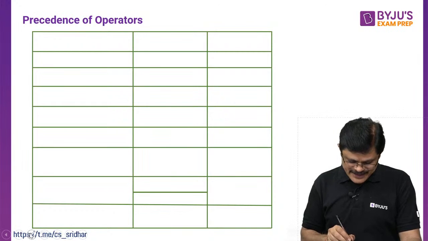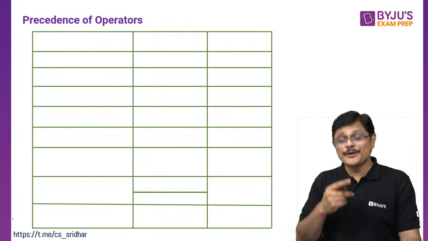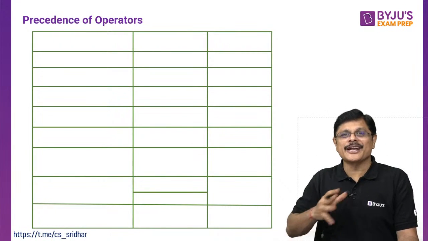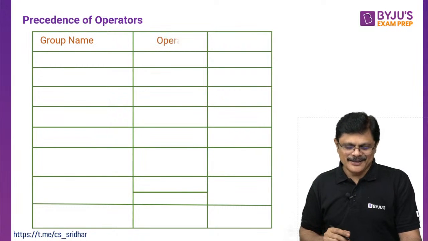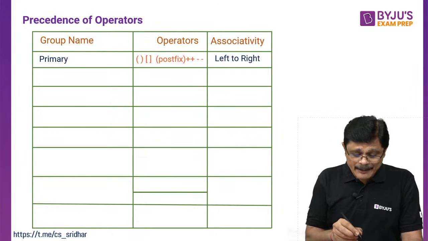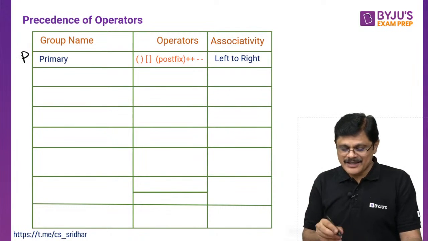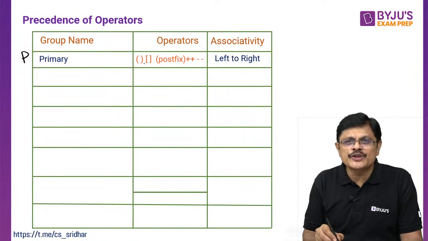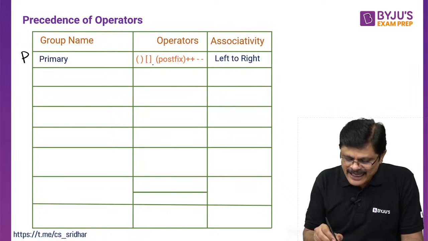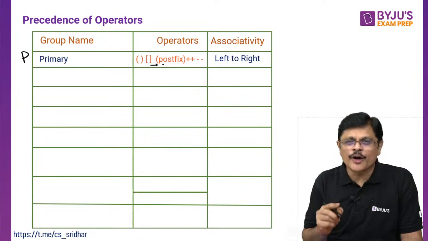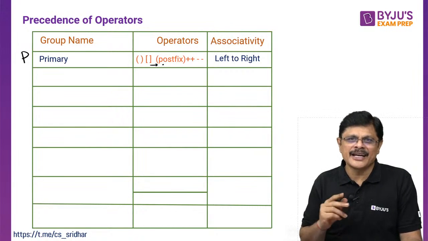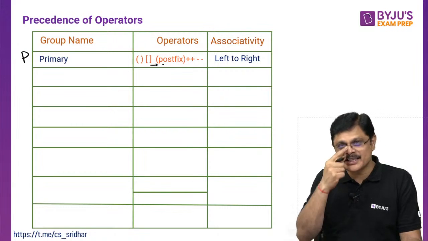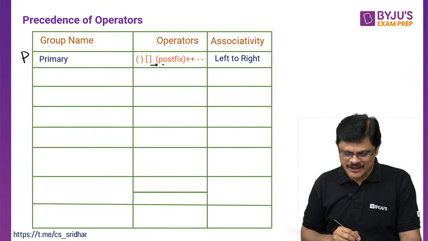Now, the precedence of operators. So, we use increment and decrement also now, so the table gets extended. Group name, primary, P. Here the parenthesis and the square brackets we generally use for arrays, my dear friend. The arrow operator and dot operator also come in this particular group only, and they are left to right associative.